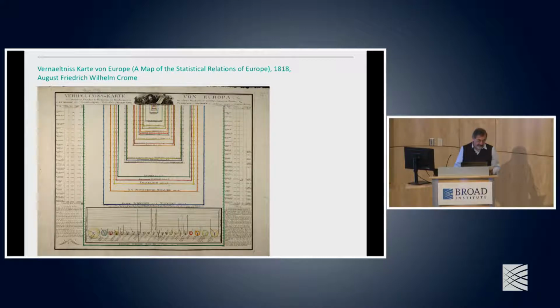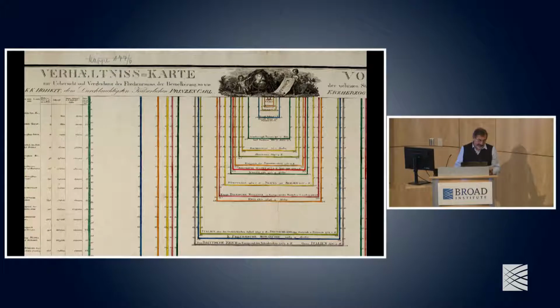August Crome, around the same time, was comparing the area and the population of each part of Europe to explain a theory of national wealth and power. He organized each nation into nested boxes, from the tiny city-state of San Marino, over here on the top, to the Russian Empire, which basically took up the entire chart.